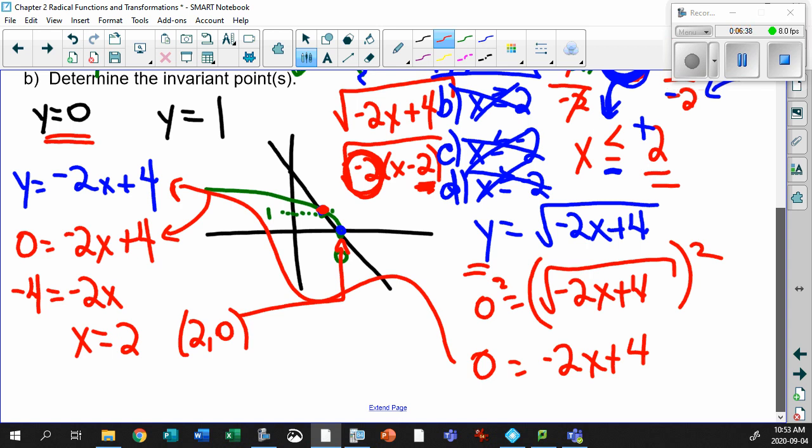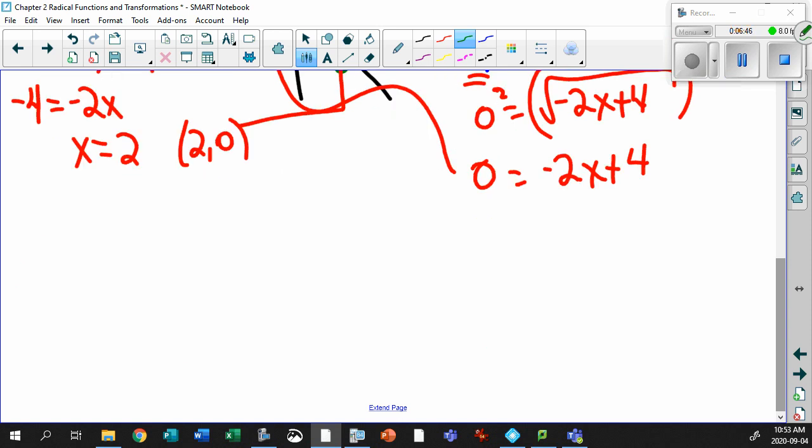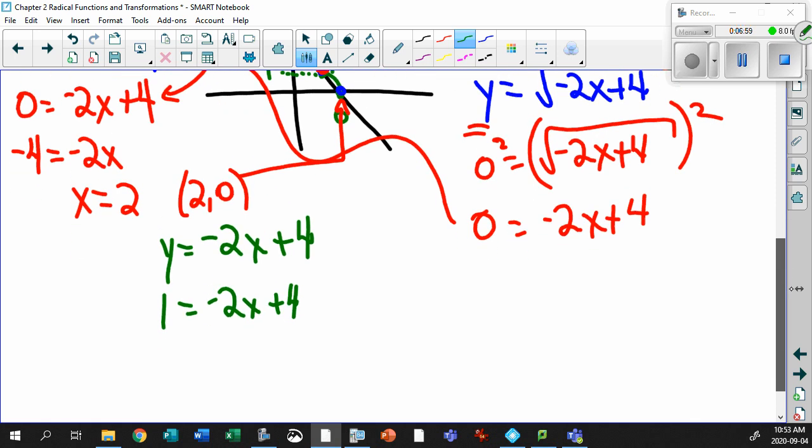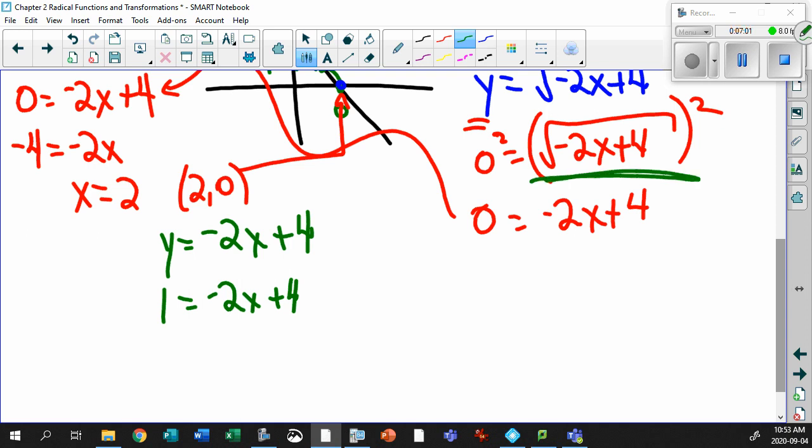Now, here we go. Let's find out what this looks like when y equals 1. Oh, this will be interesting as well. Okay, so here we go. We have a value here of y equals negative 2x plus 4. Let's make the y equal to 1. Okay, 1 equals negative 2x plus 4. Now let's start solving this guy. And again, it doesn't matter because if you're going to use the radical function and you square it like we did here, what's the square of 1? 1 squared is still 1, so you don't care. Whether it's the original function or the radical function, it doesn't make a difference.